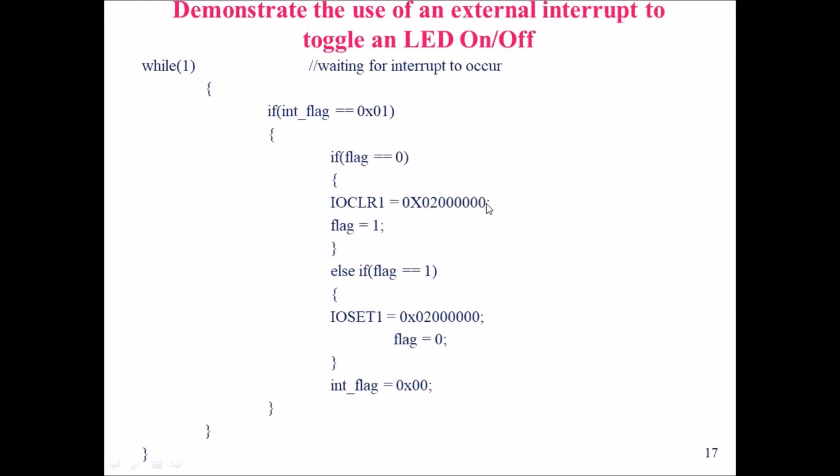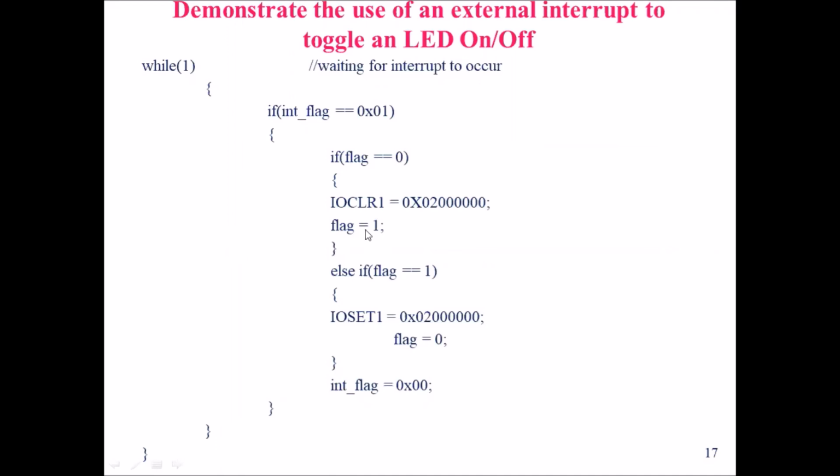And here what I'm doing is, what's the pin number for the LED? It is port 1, 25th pin. So that's why on the 25th pin I have written 1. So the resistor final configuration is 0x02 followed by 6 zeros. So I'm setting the 25th pin to the low state, which means that LED will get off. If it is in on state, the LED will get off.